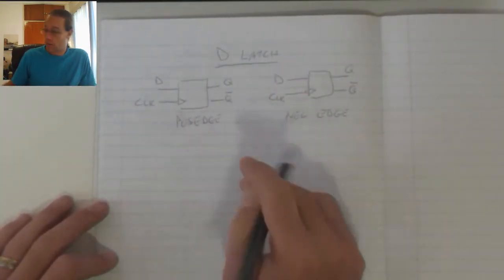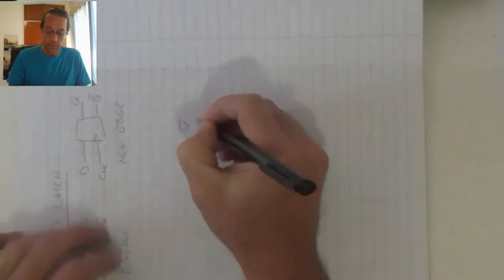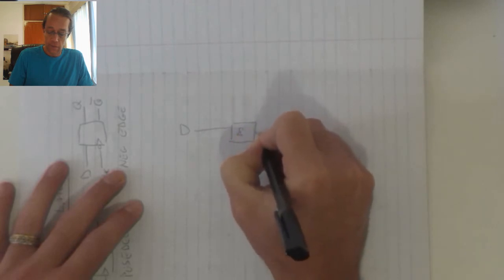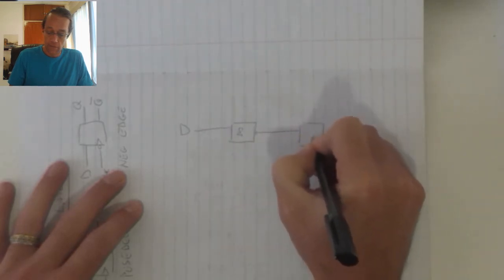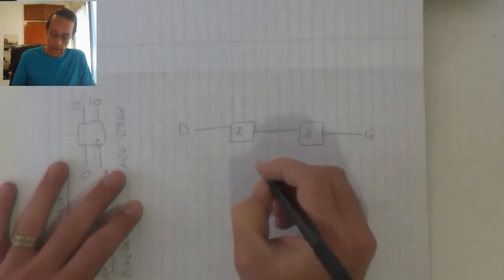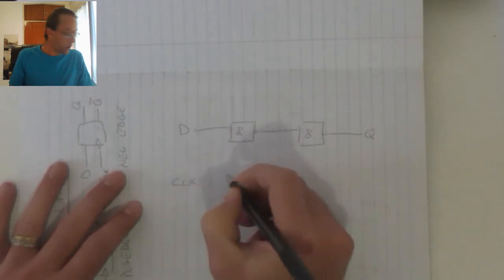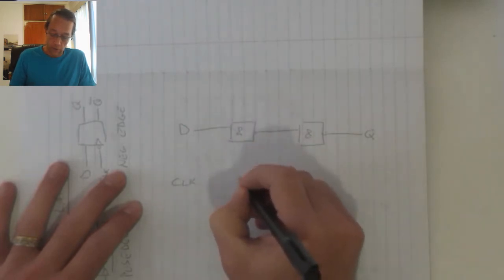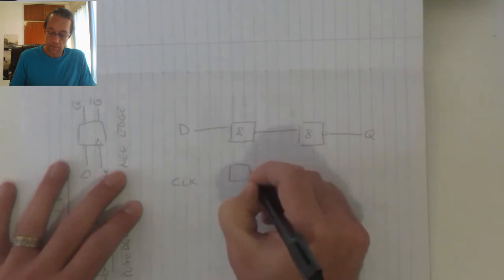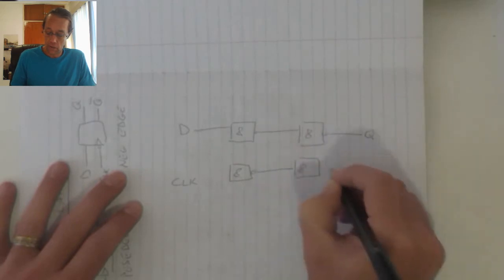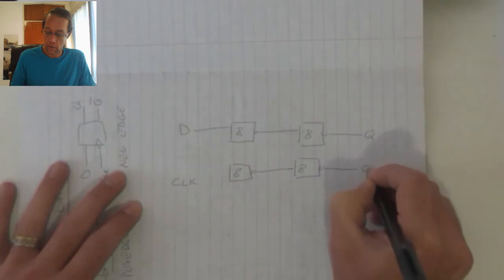Now, using logic gates to construct this, I'm going to draw this big. You've got D, that feeds into your first NAND, it feeds into your second NAND, which feeds into Q. You got your clock input. The clock input feeds into a NAND at the bottom. This feeds into a second NAND, and then this NAND goes to not Q.